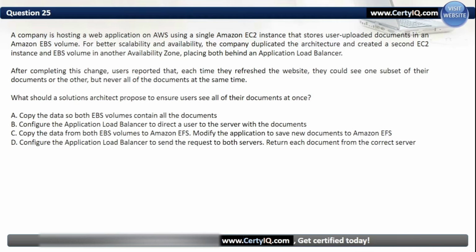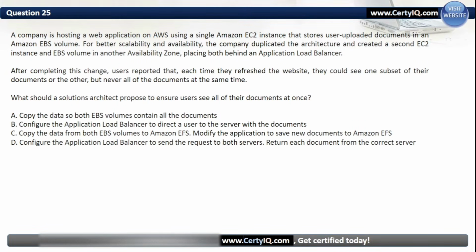Question 25. A company is hosting a web application on AWS using a single Amazon EC2 instance that stores user-uploaded documents in an Amazon EBS volume. For better scalability and availability, the company duplicated the architecture and created a second EC2 instance and EBS volume in another Availability Zone, placing both behind an Application Load Balancer. After completing this change, users reported that each time they refreshed the website, they could see one subset of their documents or the other, but never all of the documents at the same time. What should a solutions architect propose to ensure users see all of their documents at once?